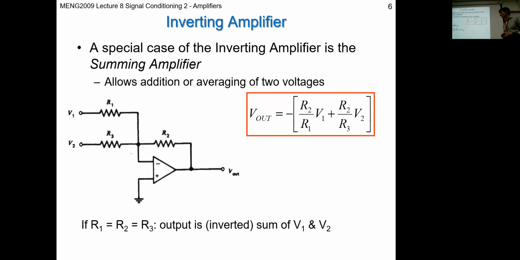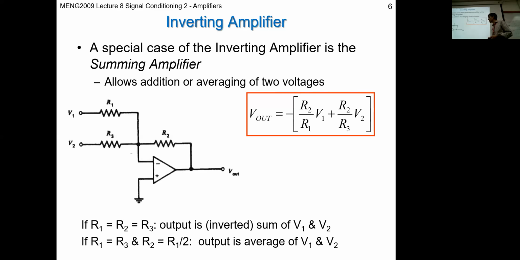So if R1 equals R2 equals R3, in other words, all of them are the same, then you don't get any gain, but it just adds up the voltages, right? So that means you can use it as what we call a summing amp, where it just purely adds up V1 plus V2. So it's a little op-amp application, a circuit you can build with an op-amp that allows you to do something that could be useful in your measurement system.